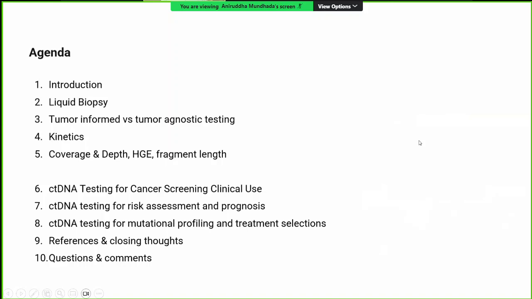This would be the agenda. I will start off with the introduction, introducing liquid biopsy and then circulating tumor DNA. Then I'll talk about tumor-informed versus tumor-agnostic testing, coming to the kinetics of circulating tumor DNA, going on to the coverage and depth, the haploid gene and fragment length of circulating DNA. Then what tumor DNA testing means in clinical settings, also in cancer screening, then in risk assessment, and then in mutational profiling and treatment selections. Lastly, I would end with some closing thoughts and open for questions then.